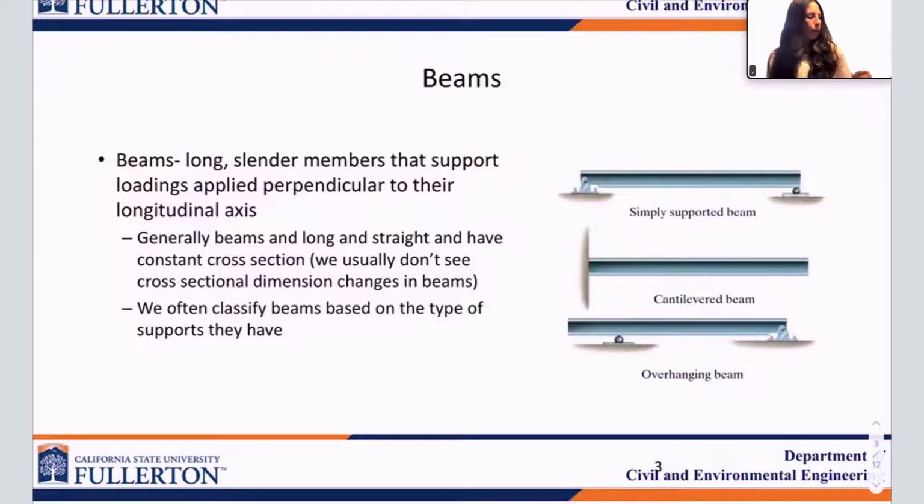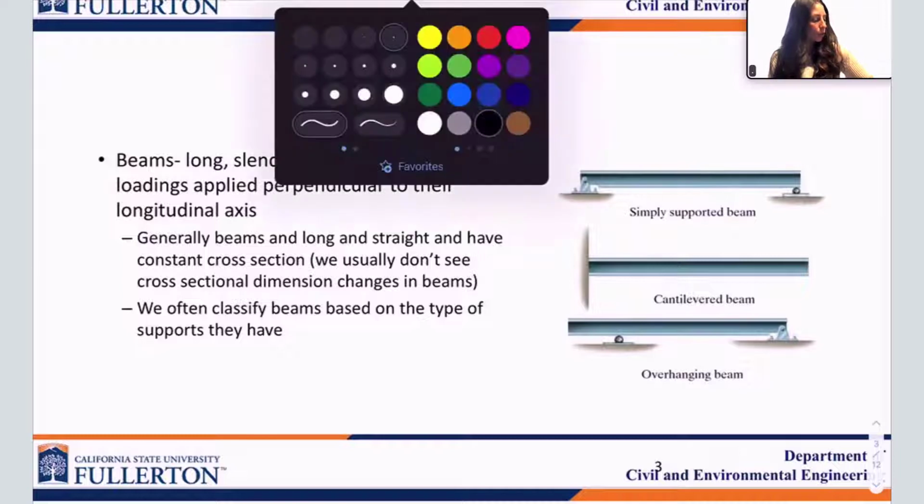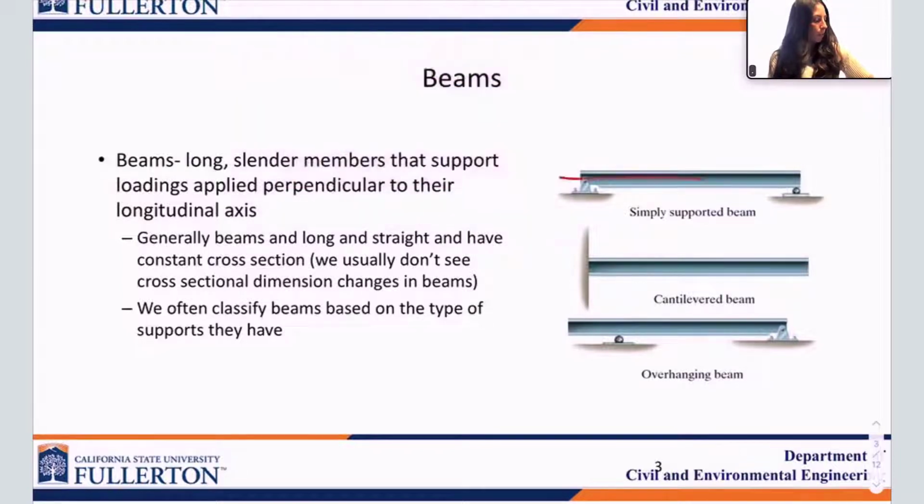What does that mean? Well, if this is the longitudinal axis of a member, a beam typically supports loads applied perpendicular to this longitudinal axis. So you see how this is perpendicular, it makes a right triangle. That's typically how we define beams. These beams carry a lot of gravity load, and usually that's why gravity load is coming from the top, and these gravity loads are applied perpendicular to the member. So that is the definition we have of a beam.